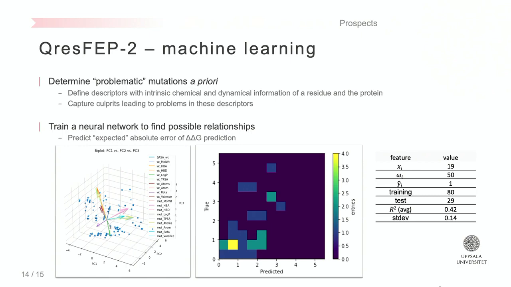So we're optimistic that if we use our protocol for many more data sets, we can start training something that is going to give us a bit more information there.